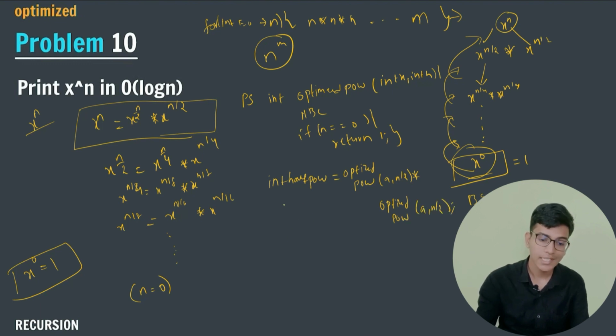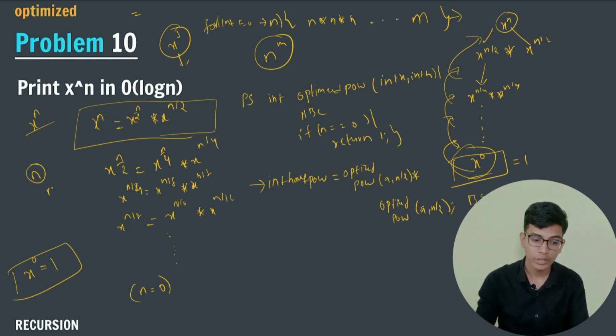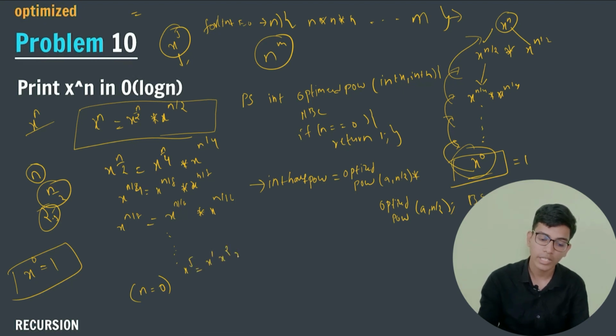After that, this is for my even number. Suppose let us take x to the power of 5. For that I need to calculate x by 2 plus 1. Because n is an integer, n by 2 will also be an integer. It doesn't store values like 2.5. So can I write that x to the power of 5 is equal to x to the power of 1 into x to the power of 2, x to the power of 2.